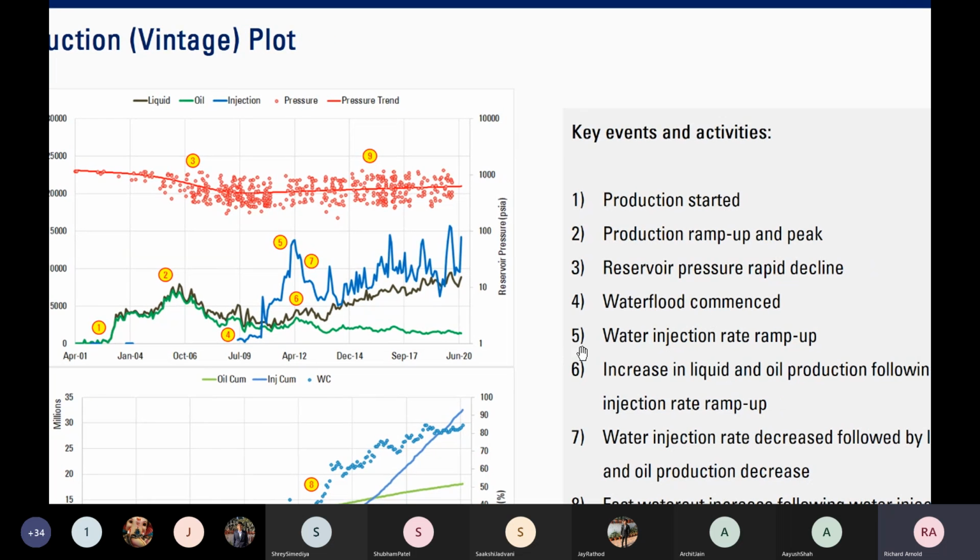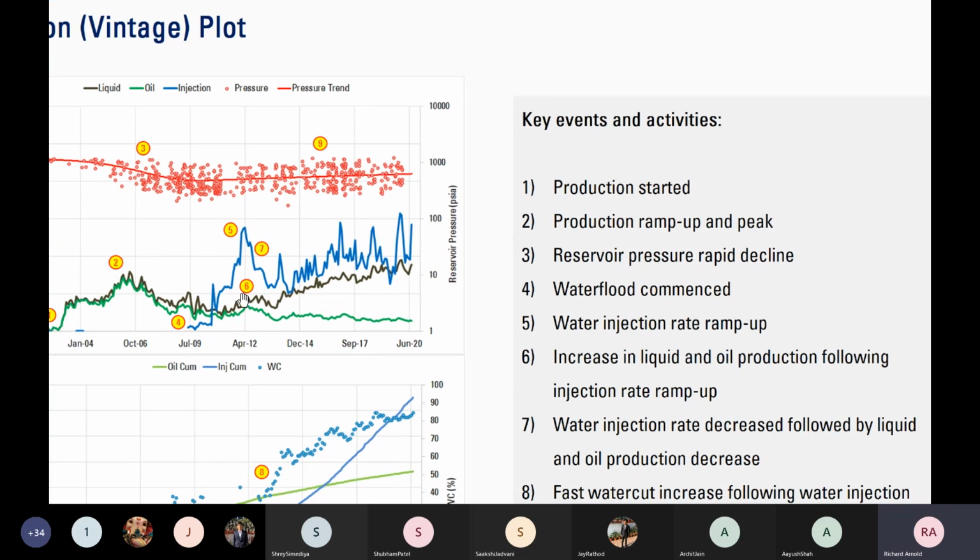And then at number 5, we increase the injection rate, which will result in number 6, an increase in liquid and oil production following the injection ramp up. So it means that our reservoir responds positively to our injection, and that's a good thing. All right, so there is a really strong correlation between production and injection, and that's good news for engineers.